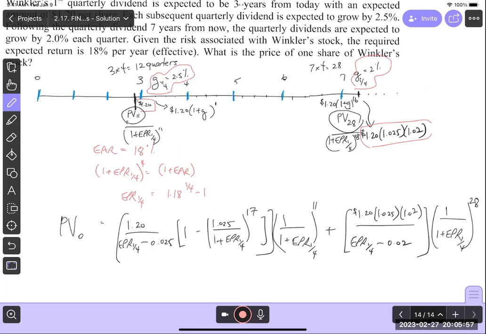So that's it. Are there any questions about that? I got to check if it's right. My question is, for the three periods, we just set up the annuity, but it has to be discounted. So we did 1 over 1 plus EPR 1/4, to the power of 11, right? Just for the discounted period, right? Yeah. Okay.